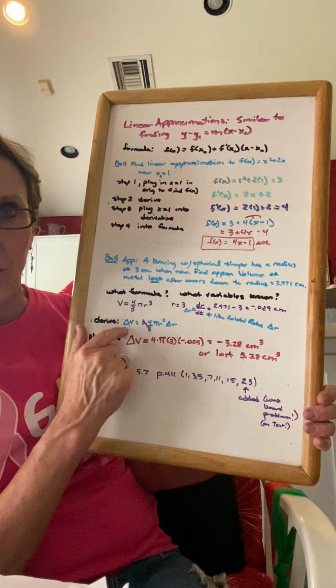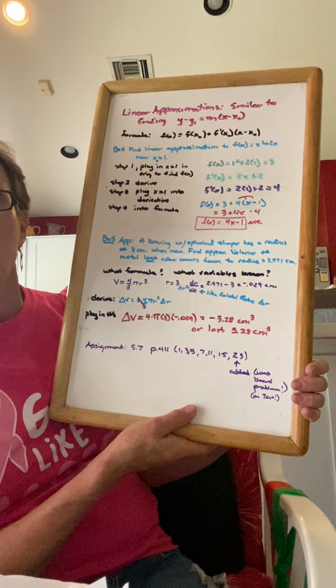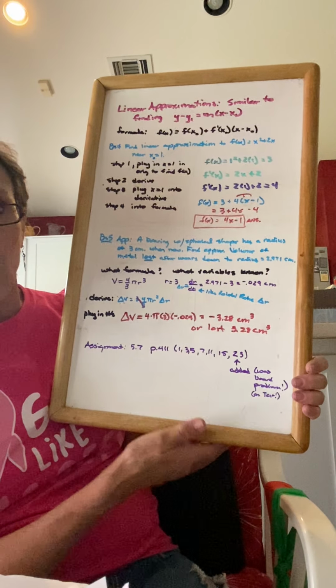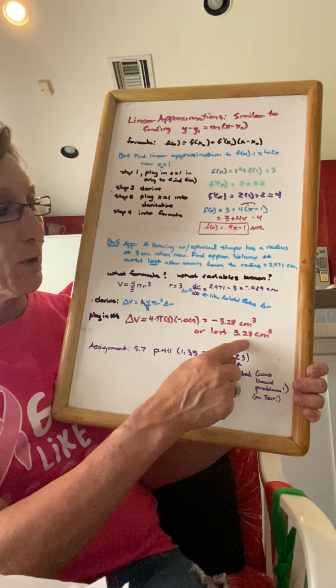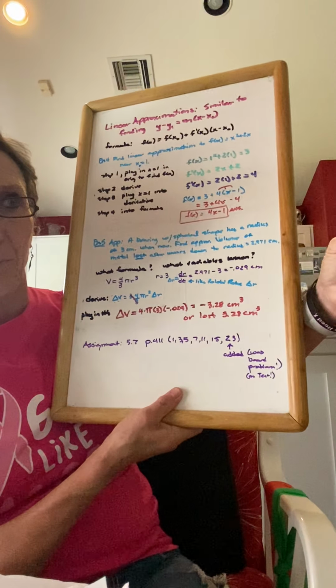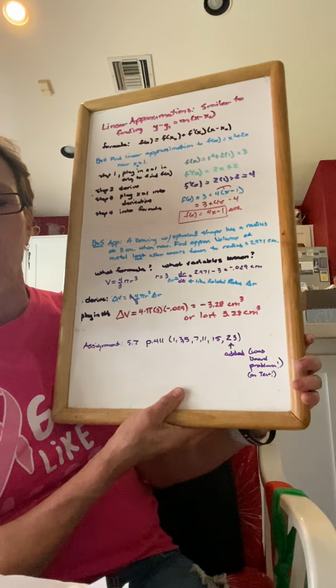Okay? Then they plug in the numbers. Delta V is 4 times pi times 3 times negative 0.029. You get negative 3.28 centimeters cubed. Why is it cubed? Because it's volume. They don't like to write the word, use the negative, so what happened? You lost 3.28 centimeters cubed of space when that ball bearing wore down. Think of it more like when your tire wears down, you lose the tread on your tire. I think you guys understand that.